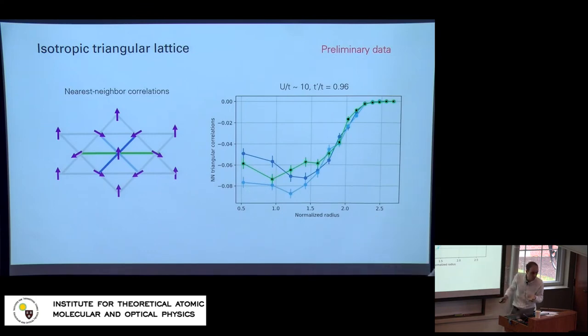How are these normalized? If you had two aligned spins, would it go to 1 or would it go to 1/2 or 1/4? 1/2.